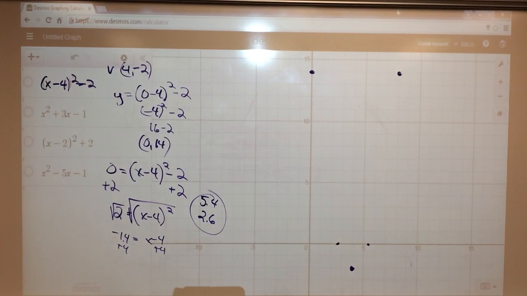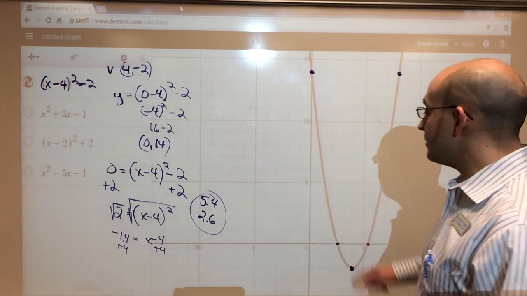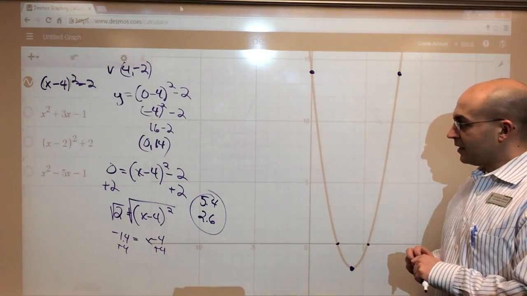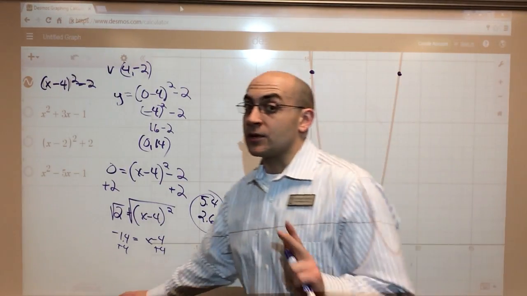So let's go and see, and here comes the magic. Yep. I am so good at this. It's awesome. You can be good at this too if you watch the videos. Okay, that was weird. All right, so that's vertex form. Really simple in vertex form.